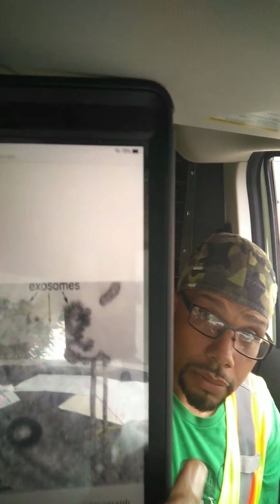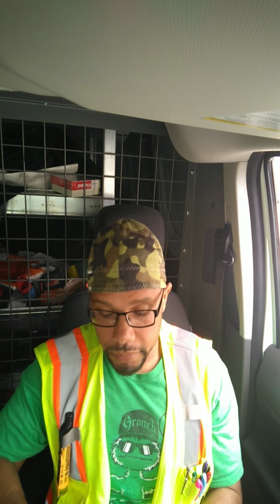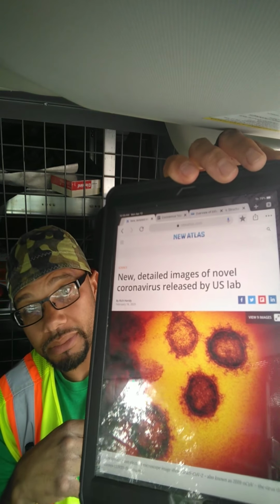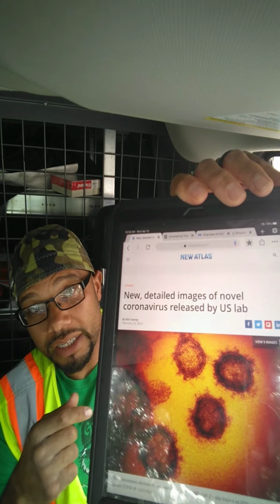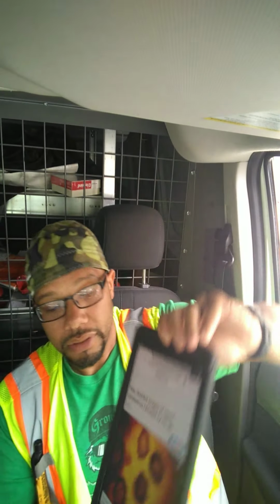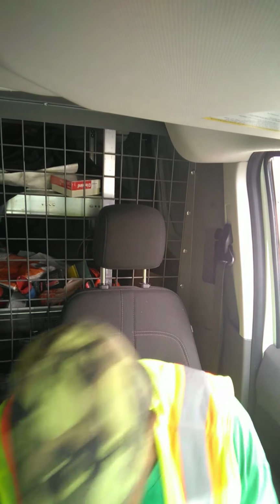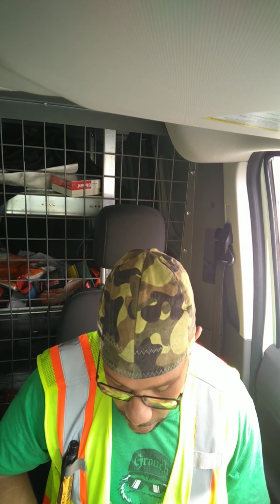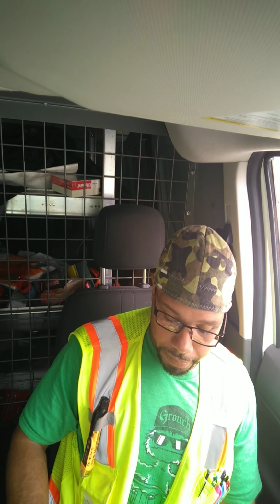See? Now, I'm going to show you a picture of a virus. This is supposed to be coronavirus. You know, this is colorized and all that. But I want you to pay attention to how similar they look. Not to say that they're the same thing. I'm just saying. But even beyond that, I want to point something out.